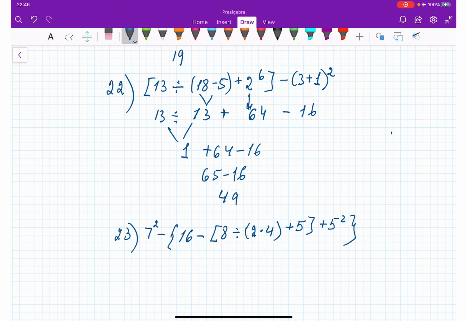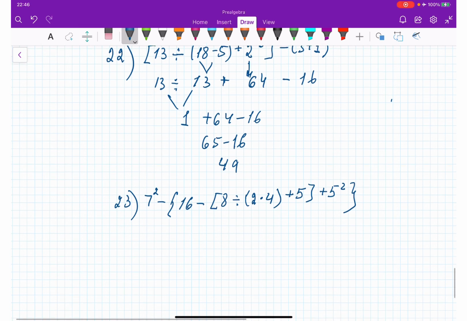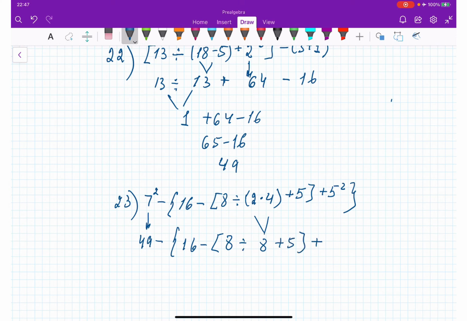Okay, let's solve it. So first thing, we are doing 7 squared, it's going to be 49 minus. Let's see what we have here inside. I have to do next 2 times 4, it's going to be 8. And it will be 16 minus square bracket, 8 divided by 8 plus 5. And plus 5 squared, also exponent, 25.